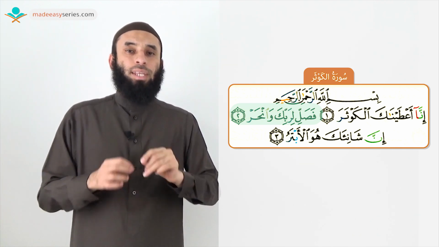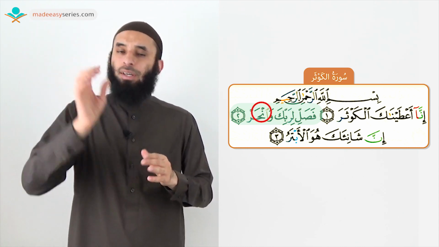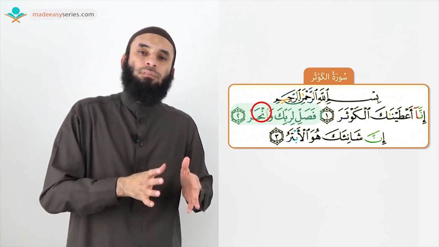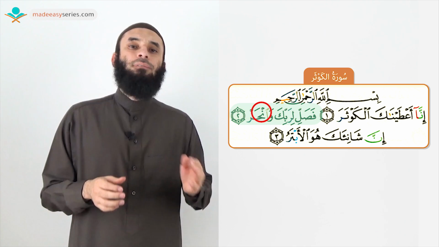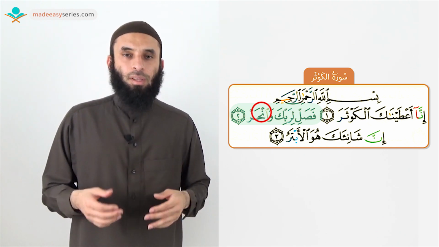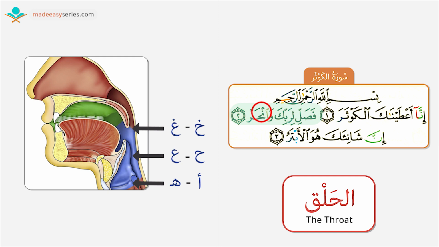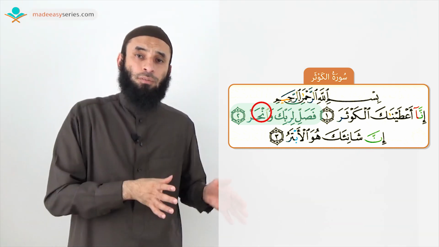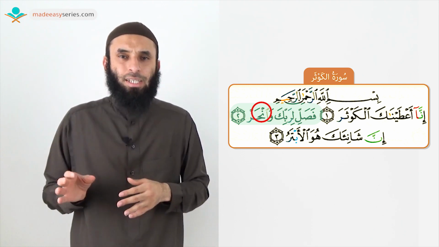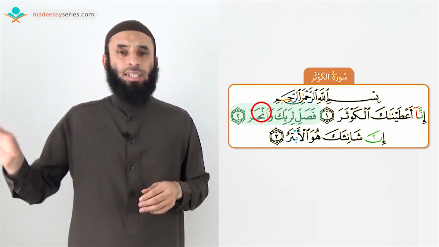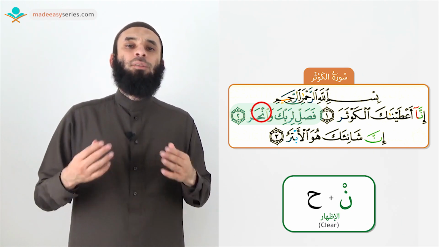Noon has a sukun, a clear original noon having a sukun. So whatever comes after will affect this noon. Now after noon is a ha. Ha is one of the letters of the throat. If you hold your throat and say ah, you find that ha comes from the throat. When any of the six letters of the throat come after a nun sakina, which is clear or hidden in a tanween, then we have to make that nun sakina clear.